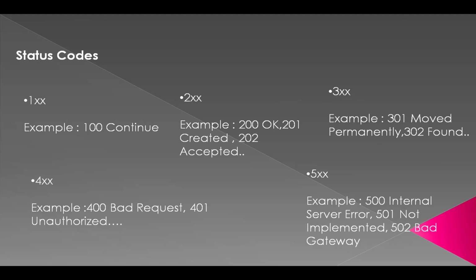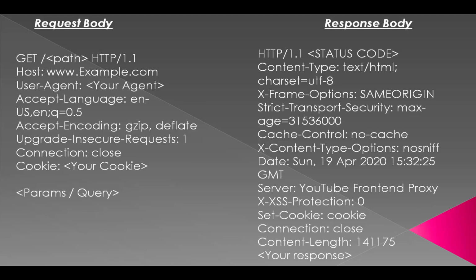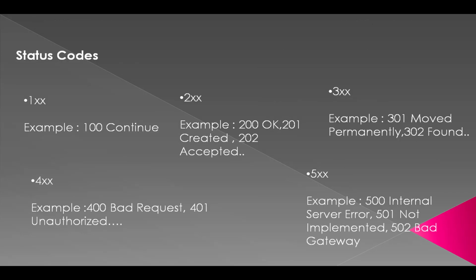There are many kinds of status codes: 1xx, 2xx, 3xx, 4xx, 5xx, and many more. I cover only a few of these for quick review. 1xx is informational. In the place of the status code we can see 100, 101, 200 OK, 201 Created, 202 Accepted, and so on. In 3xx we can see 301 Moved Permanently, 302 Found, and so on.